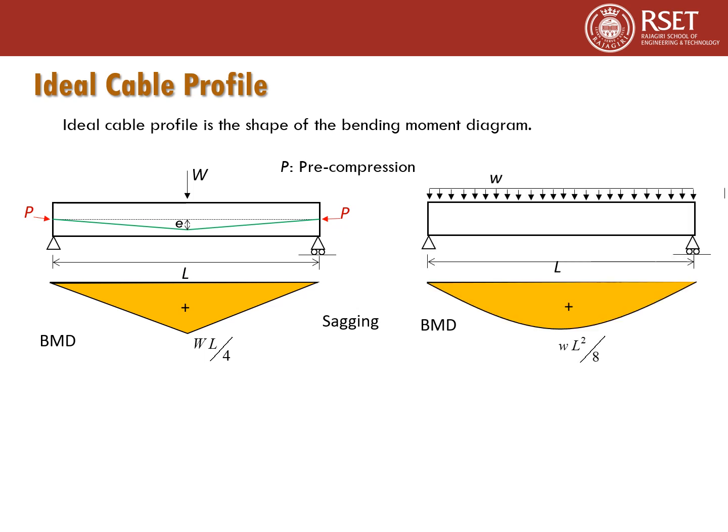Now if we consider the same simply supported beam subjected to uniformly distributed load, the bending moment diagram is shaped like a parabola, and it is sagging moment with maximum moment at the middle with WL square by 8. So we need to provide a parabolic cable. So this is a parabolic cable with maximum eccentricity of the cable at the center span.